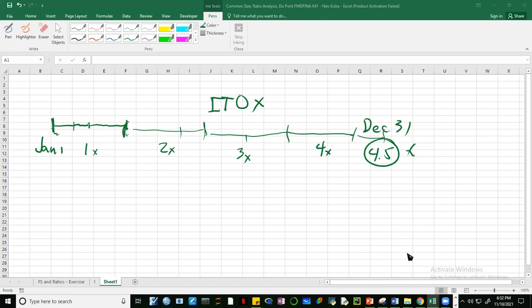Assuming they belong to the same industry, syempre, mas magaling yung 8 times. Kasi ilang beses nila sa isang taon na nagagawa yung proseso na yun. They're able to do that process 8 times a year as compared to this company which is only able to do it 4.5 times a year. So, indeed, the higher the inventory turnover, the better it is. The better is the performance of the firm.